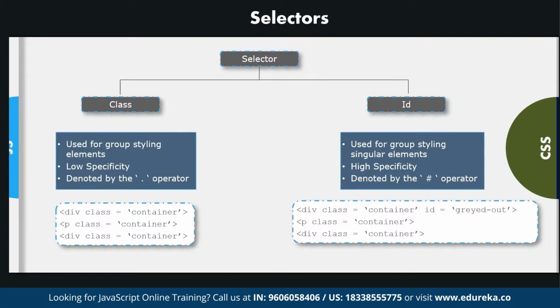Now, there are two major attributes that are used to select tags, that is classes and IDs. Classes are used to select a group of objects or tags, while IDs are used to select a particular element of a web page. While these are two basic selectors, there are a lot of selectors, and you can have a look at them in the documentation of CSS selectors. Just remember that when you're selecting a class to style, we use the dot operator followed by the name of the class, and for IDs, we use the hash operator followed by the name of the ID.